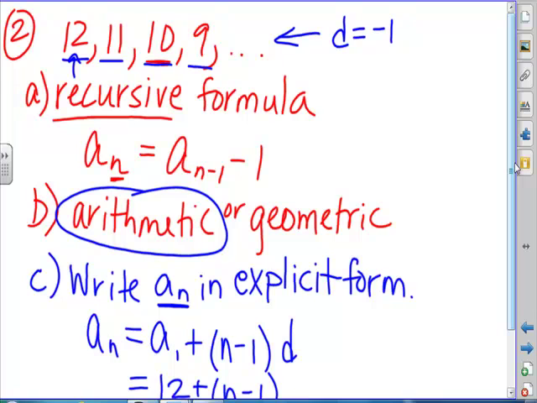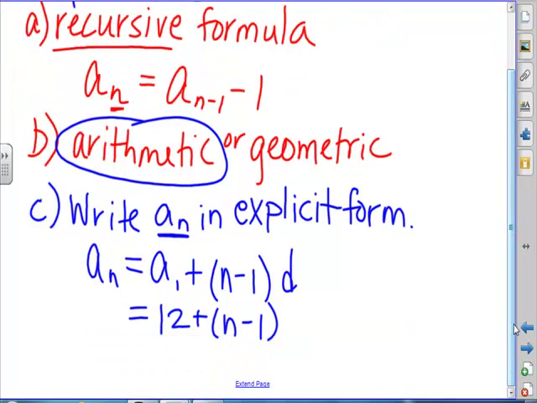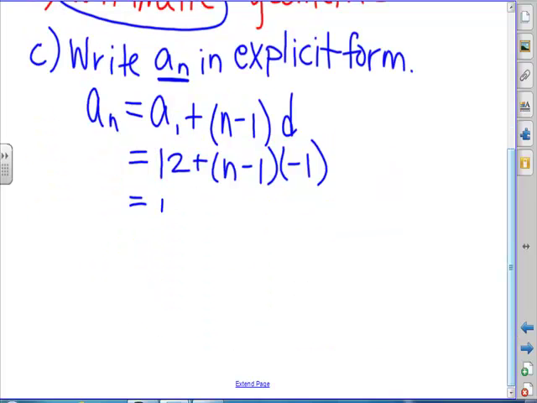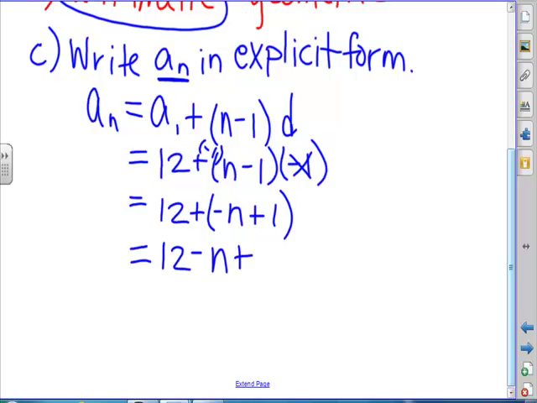And if I ever don't know what it is, I can just pick a term and subtract the term behind it. So 9 minus 10 is a negative 1. So I'm going to come back down here, put a negative 1 in, and then clean it up. So I have 12, and if it's more comfortable, put the negative 1 out front, if that helps you. Plus, negative 1 times an n is a negative n, and a negative 1 times a negative 1 is a positive 1. So I have 12 minus n plus 1. So I have a 12 and a 1, that's a 13 minus n.